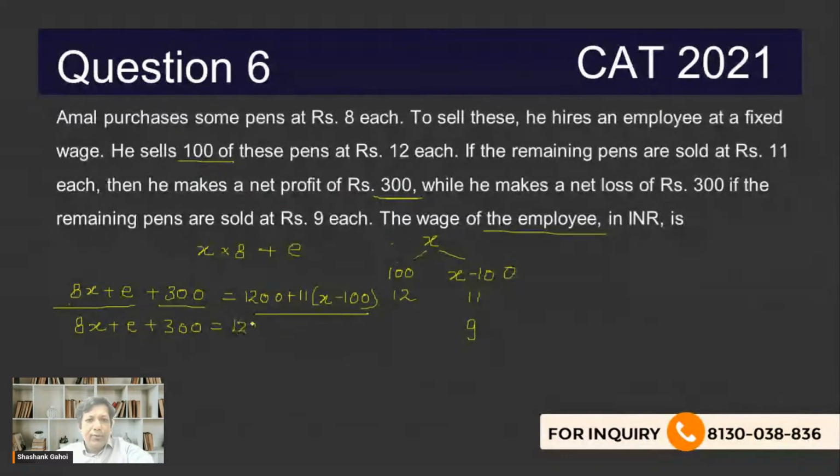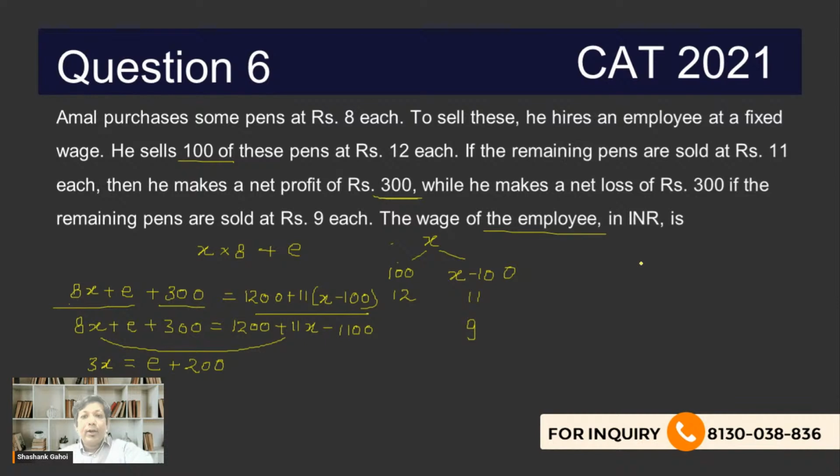That is equal to 1200 plus 11x minus 1100. So I'm taking x to this side, so I get 3x equal to E plus 200. Okay, that is my first statement.